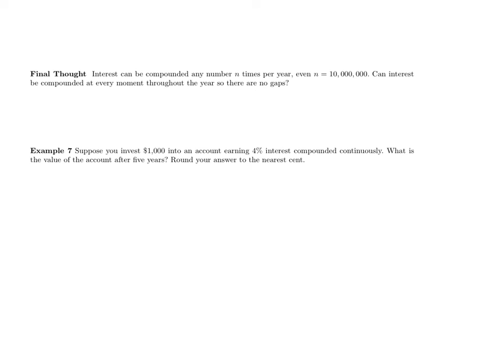One final thought for this lesson. If you've taken any calculus before, you've probably encountered the number e, which is approximately 2.71828, and so on. A lot like pi, it is an irrational number, so that means the decimal goes on forever. And this thing shows up in a lot of applications in calculus. So how does this relate to this lesson?